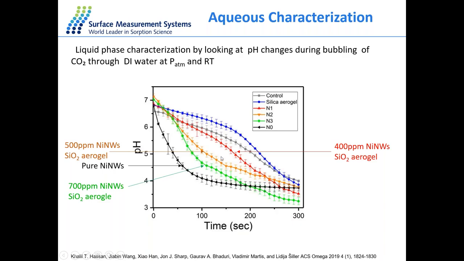Now, when we look at the different compositions of nickel nanowires in silica aerogel, what we observe is that as the loading of the nickel nanowires is increased, let's say from 400, 500 to 700, the catalytic activity for CO2 hydration reaction is increased. So the conclusion is the more nickel nanowires are doped into the silica aerogel catalyst, the better catalytic performance we get in aqueous characterization.